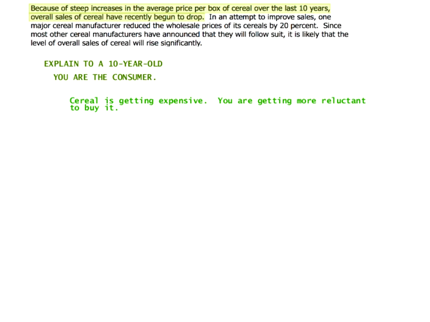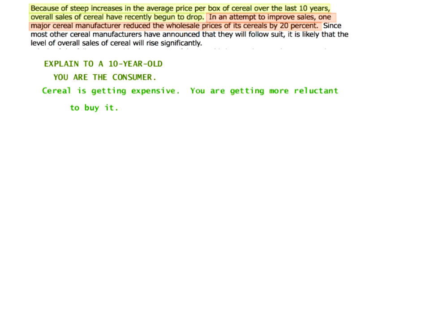But that first sentence, nonetheless, we can still translate. Cereal's getting expensive, so you are getting more reluctant to buy it. Now, here's the thing. If you put yourself in the shoes of the consumer, you will immediately see what things are issues here. What does this mean to you as a consumer, in language you can explain to a fourth grader? Somebody tell me in the chat box, what does that orange thing mean to you?